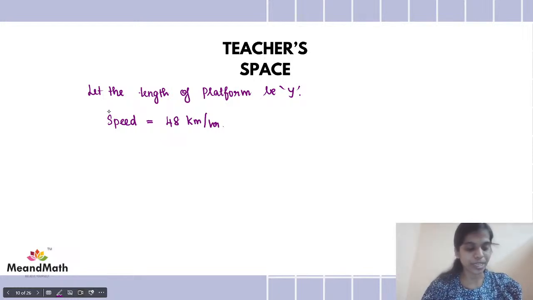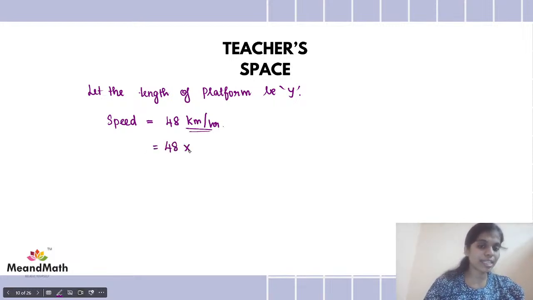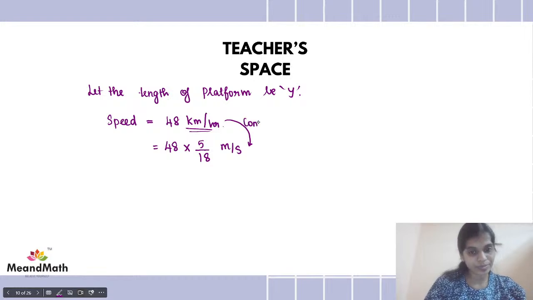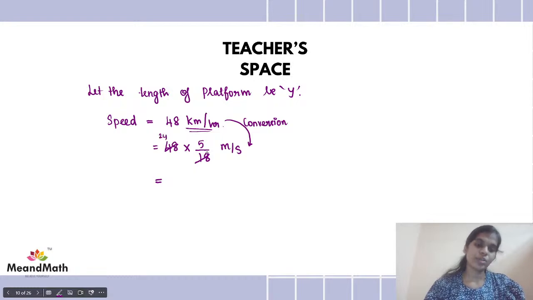Speed is 48 kilometer per hour. We convert this kilometer per hour in terms of meter per second. That is 5 by 18 meter per second. This is the conversion. Now if we cancel 48 and 18: 24, 9, 8, 3. 8 times 5 is 40 by 3 meter per second.